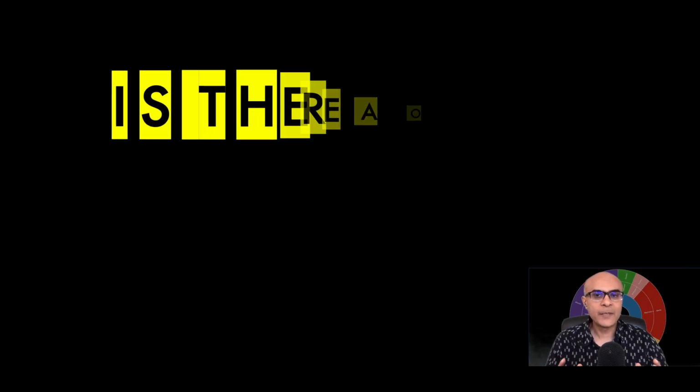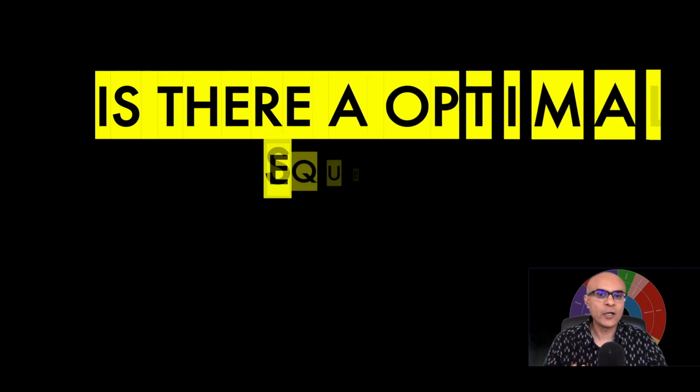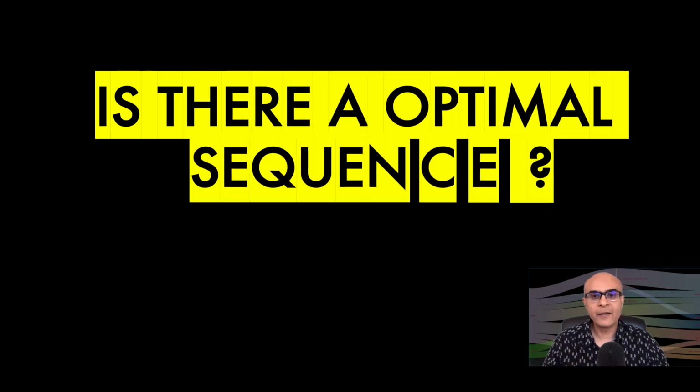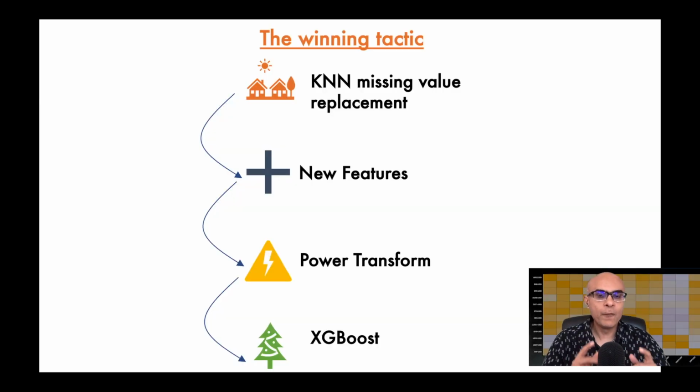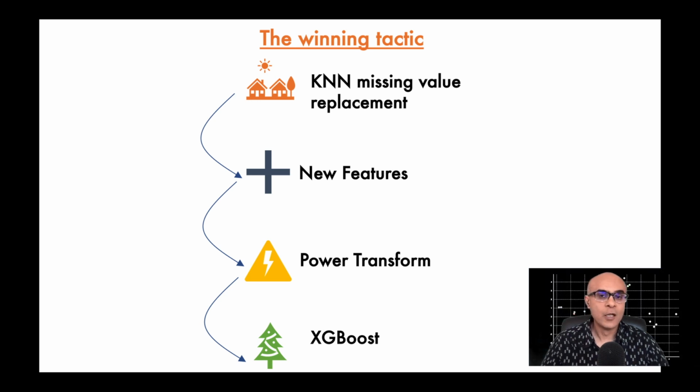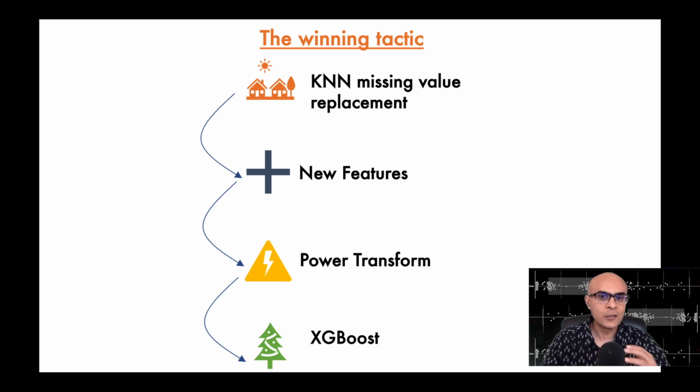Now, is there a specific sequence that helps you achieve a better score? And the answer is yes. And here it is. If you follow the sequence, you will get a good score on the leaderboard. But if you do not follow the sequence, for example, if you invert the power transform and the new feature creation, you will end up with less accuracy.